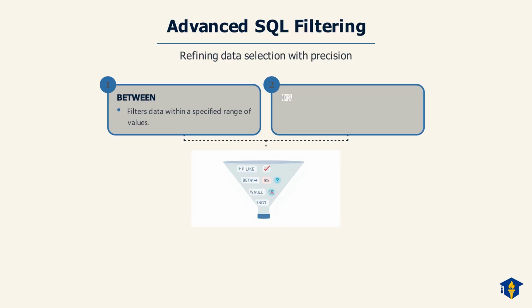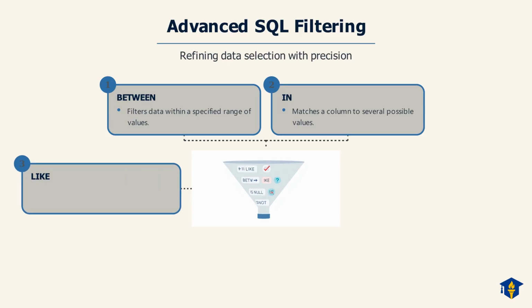The in operator helps match a column's value to several possible options. It is useful for filtering records where a column's value is among a list of specified values. The like operator filters data using pattern matching, often with wildcards. This allows you to search for patterns within text using characters like percentage and underscore.